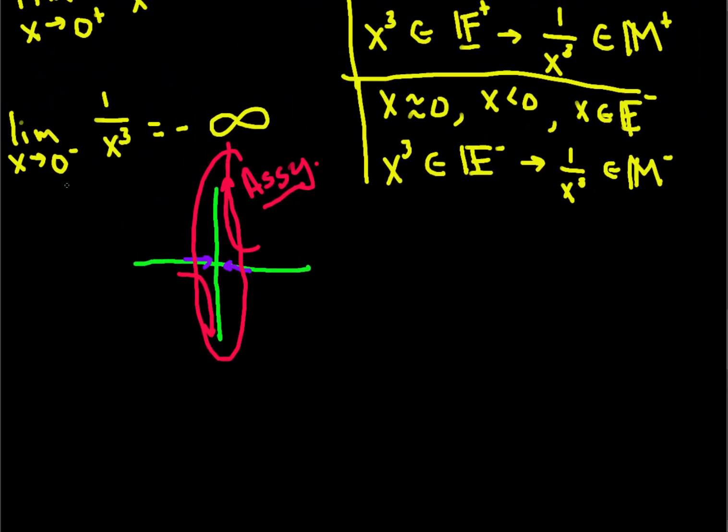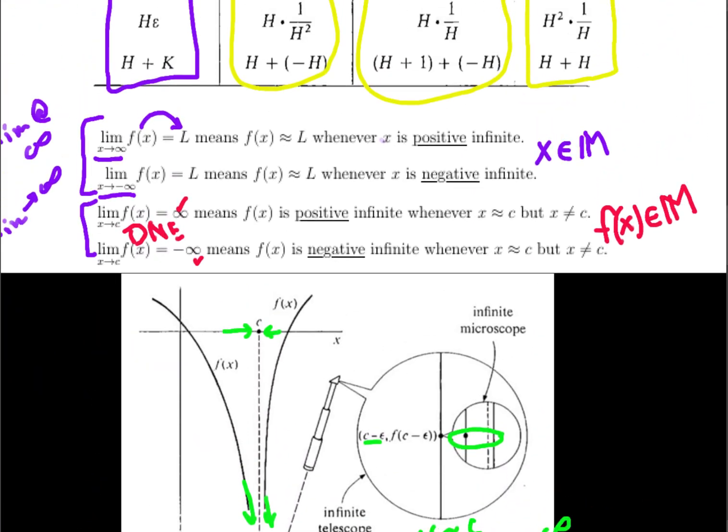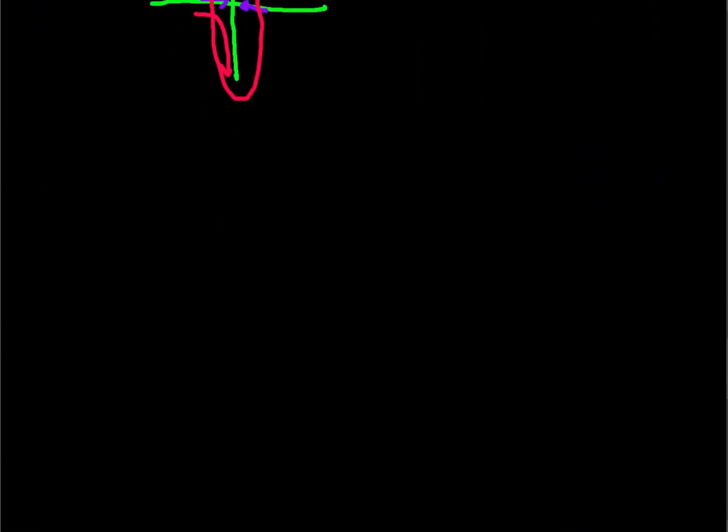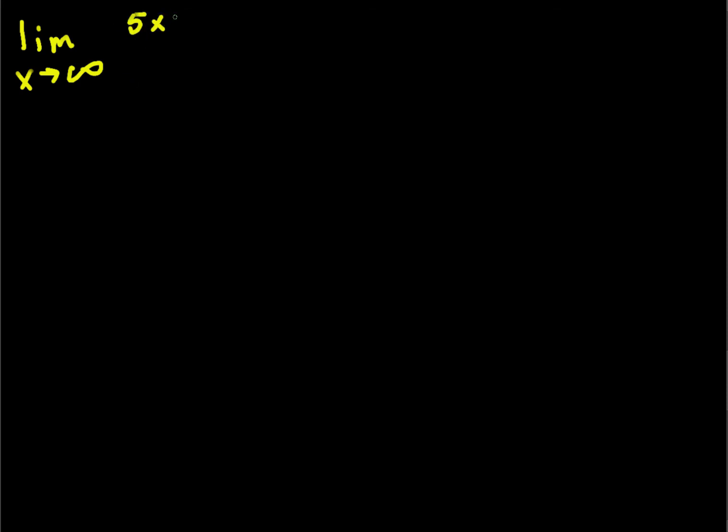So in both these cases, the first example and the second example, I've got the input going to some real number and the output went to either positive or negative infinity. Let's do an example where the input itself is going to infinity. So we'll look at the limit as x goes to positive infinity of the function 5x plus 6 divided by x squared minus 4.